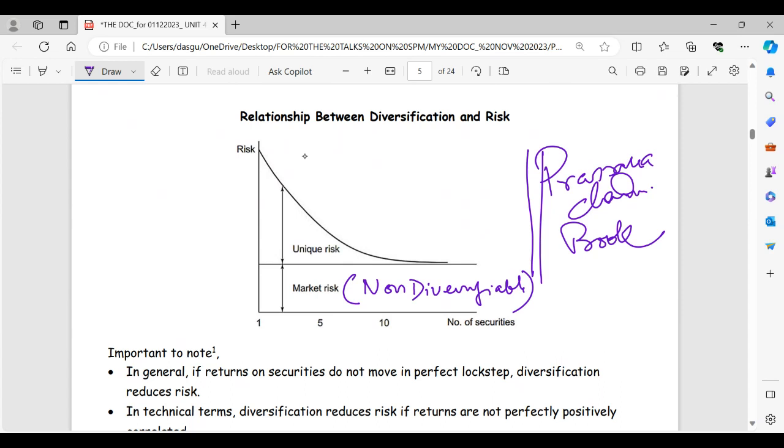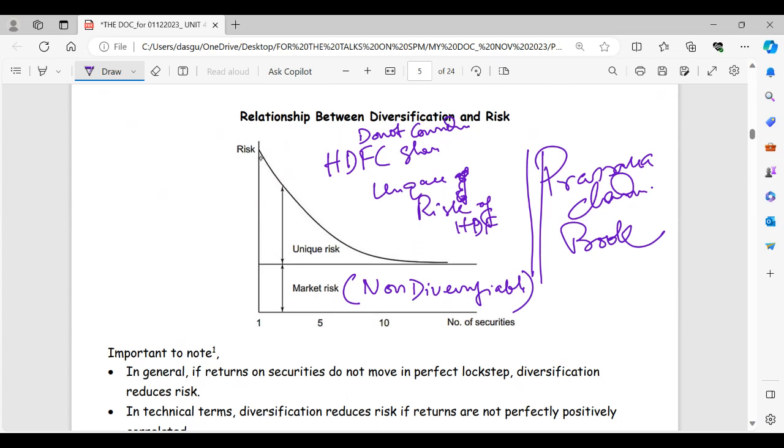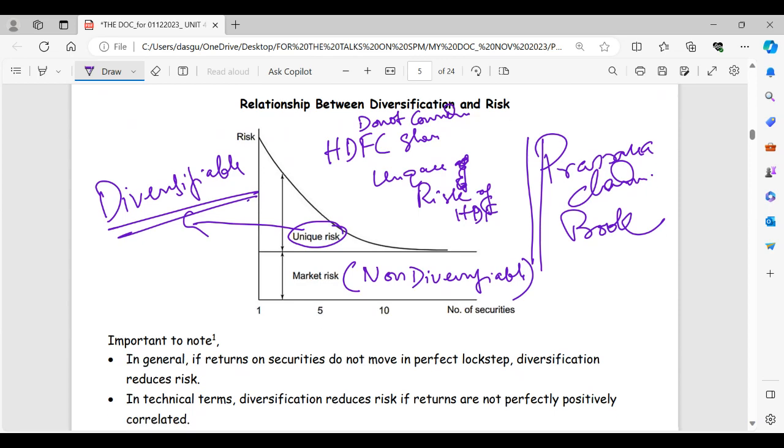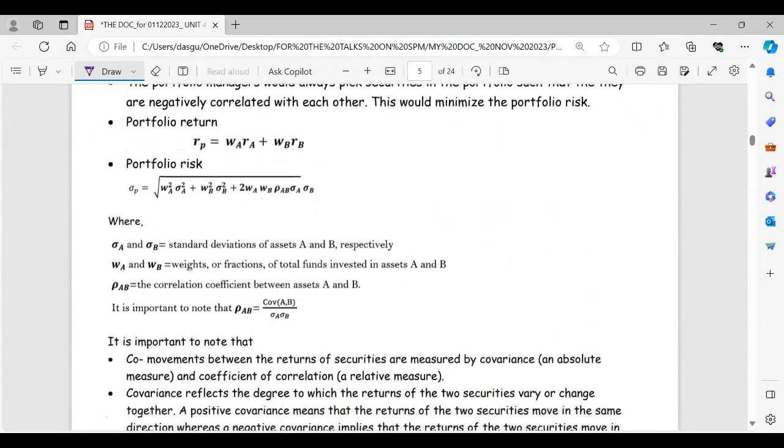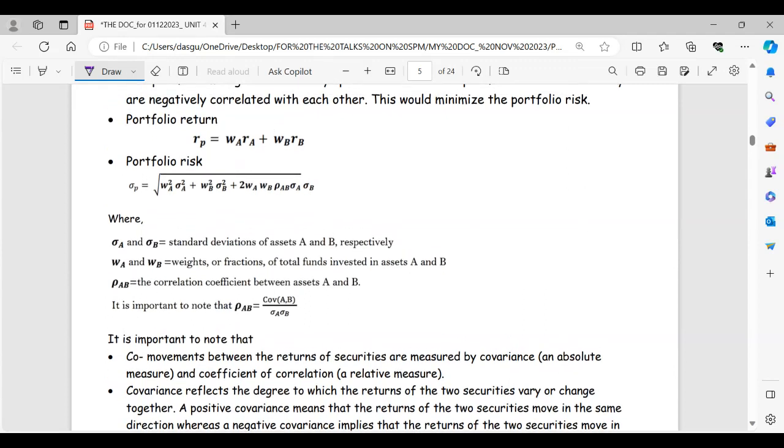But these are unique risks. If you do not consider HDFC shares, then you do not take the unique risk of HDFC. In this way, you can diversify it. So this risk is diversifiable.